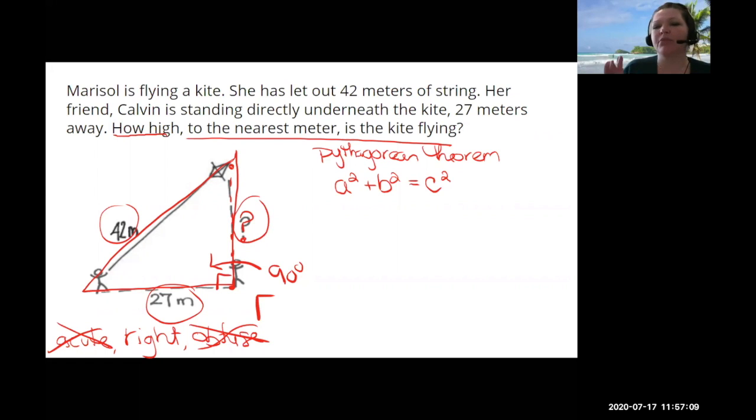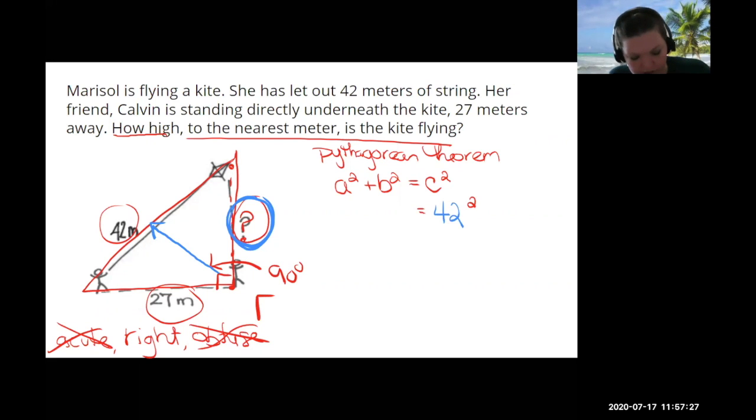Beautiful. Now, Manal, I could have called this one A or B. It doesn't matter since they're interchangeable, but you're absolutely right. I can't call it C. This is C. C is always across from the right angle. So it's super important you get that 42 in the right place. Manal wants to call that unknown A, and the other one, the 27, the B. That's just fine. As long as I have the C in the right spot, I will be good to go.